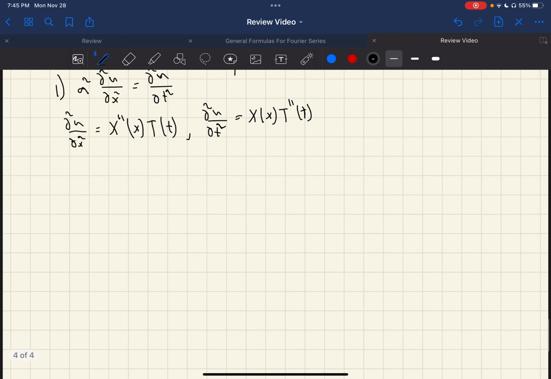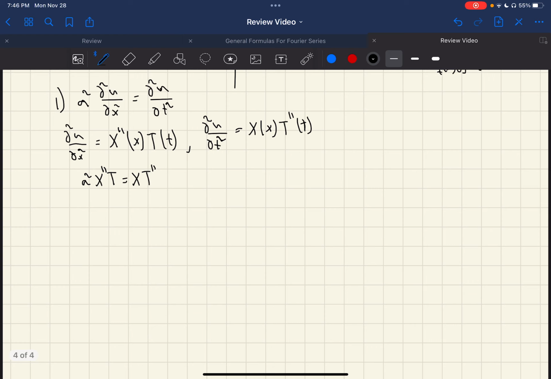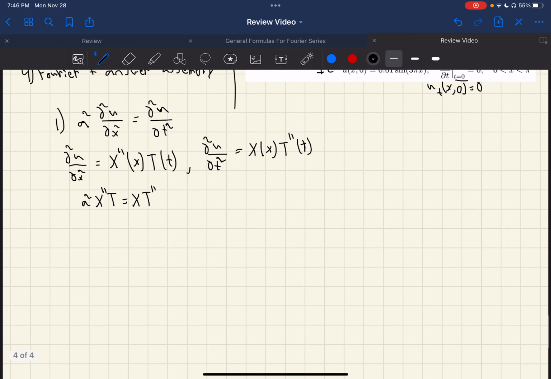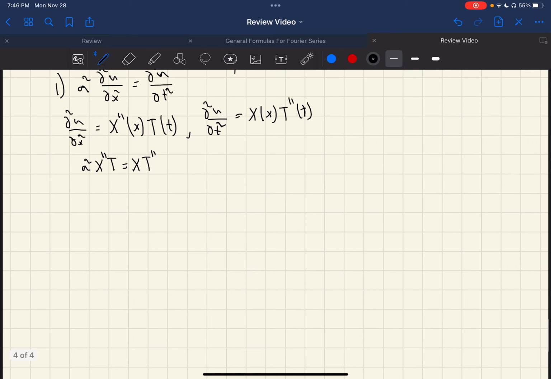Now what we can do is we're going to plug this into our equation. So we have a squared X double prime T equals X times T double prime. I'm not going to write out this parentheses stuff right now because it just makes it longer and doesn't add anything. So now we need to separate our variables. We need to get all the x's together and all the t's together. But we also have this a squared. So where does this go? Just like heat equation, any constant needs to go with our t equation. So we can divide them out.